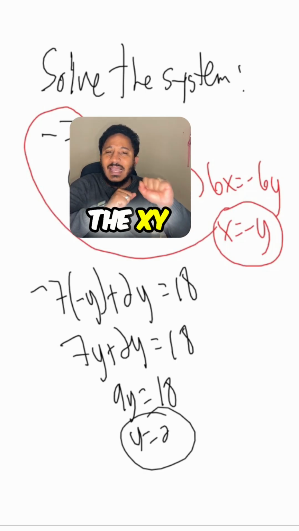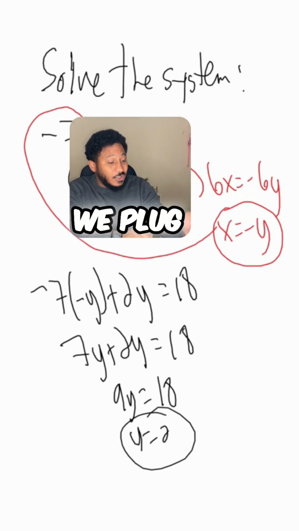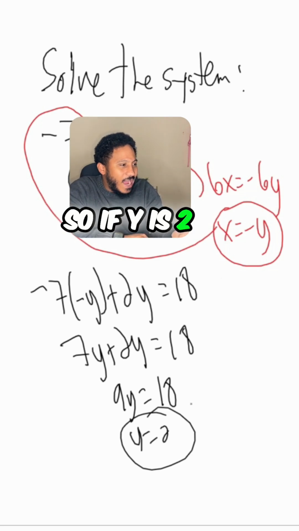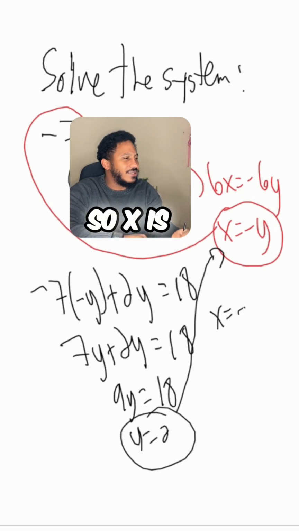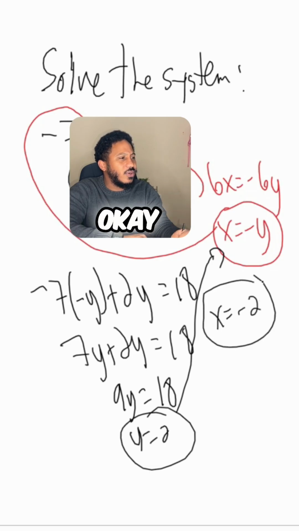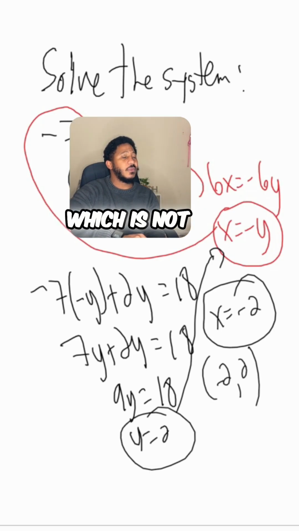Again, we're trying to find the xy combo that makes both equations true. So if that's the y, to find the x, we plug that back in, right? So if y is 2, then x is negative y. So x is negative of that 2, okay? So we found the xy combo that makes both equations true, which is not too bad.